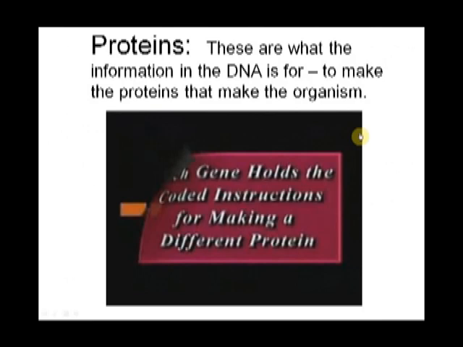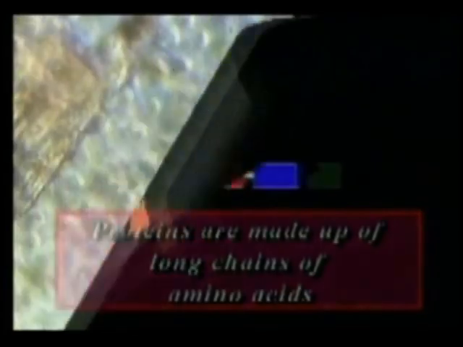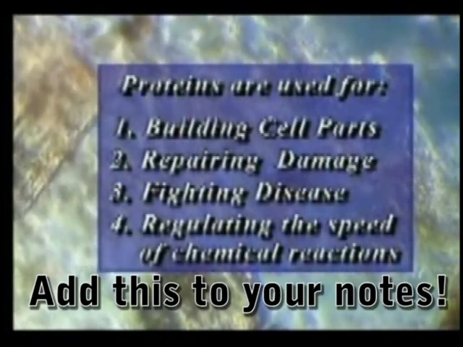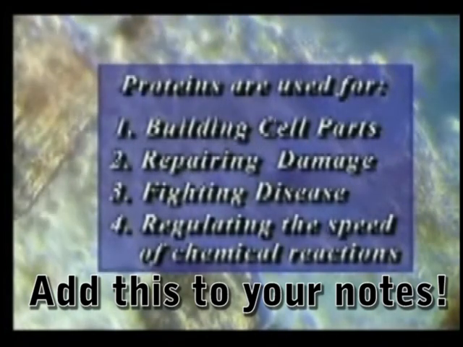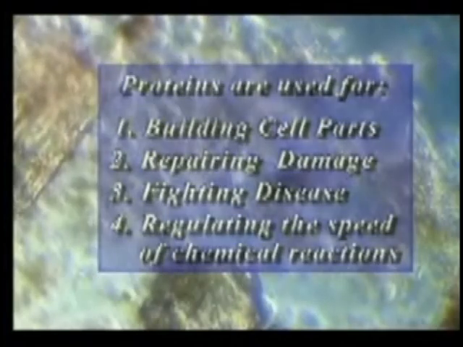Proteins. You gotta learn what proteins are for, because that's what DNA is for. DNA is all about making proteins. It has the information for it. Proteins are made up of long chains of amino acids, of which there are 20 different kinds. Living organisms use proteins for a lot of different things. They can be used for building cell parts, repairing damage, fighting disease, and regulating the speed of the tens of thousands of chemical reactions that take place inside of cells.